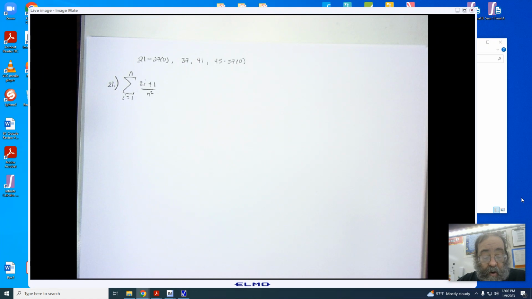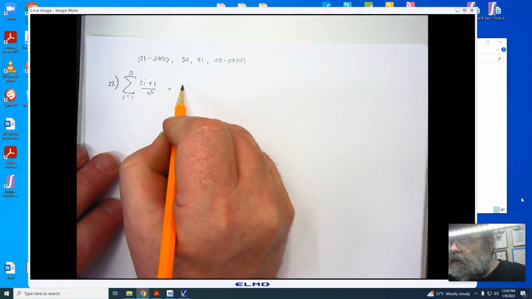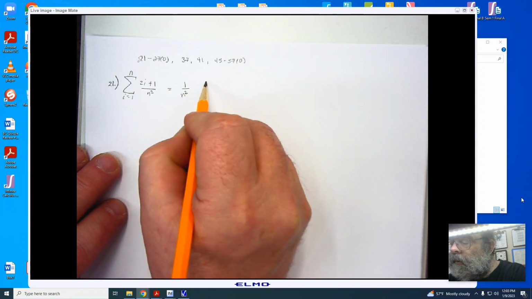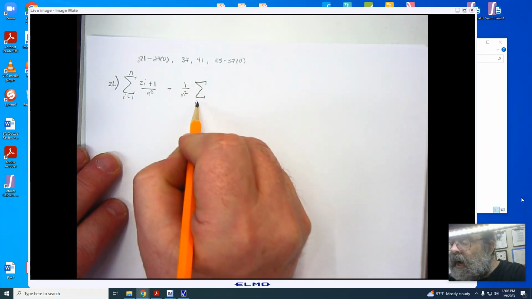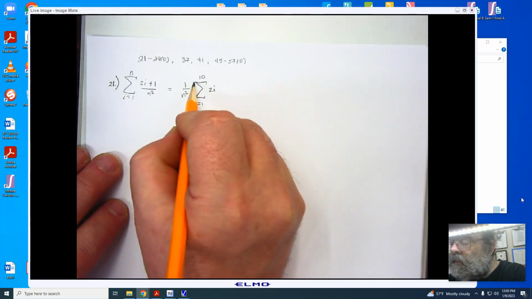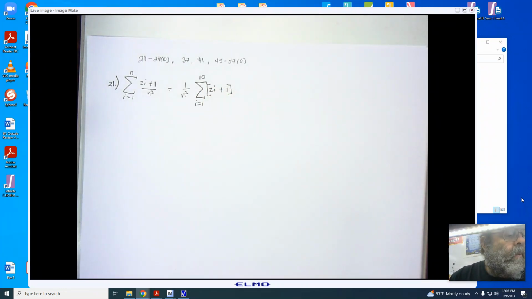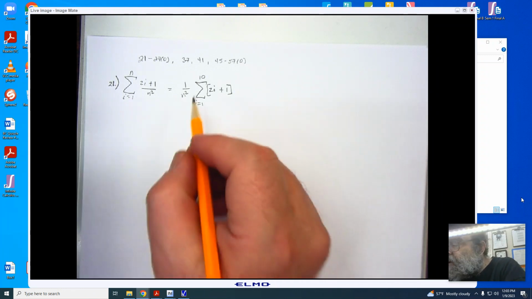So in number 21, we are being asked to use the summation formulas to write the expression without the summation notation. Use the results to find our sums with n equals 10, 100, 1,000, and 10,000. So the first thing that we're going to want to do is change this to be 1 over n squared. And we're doing our summation as i goes from 1 to 10 for 2i plus 1. Now, we know that 2i plus 1 has a formula.